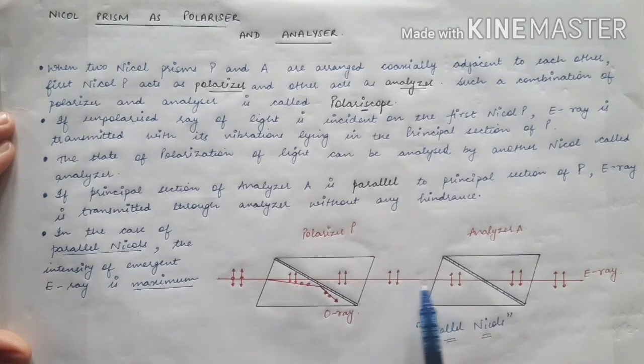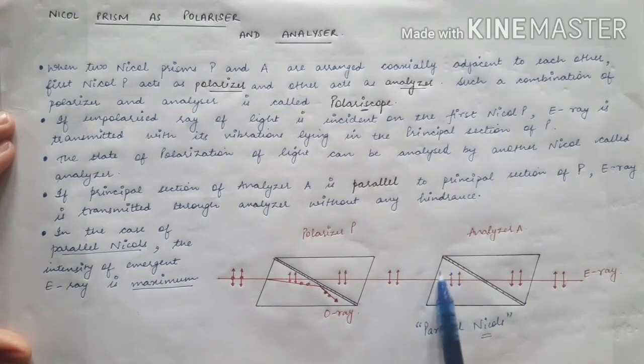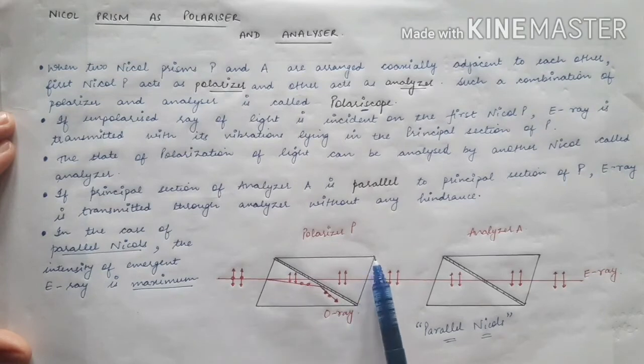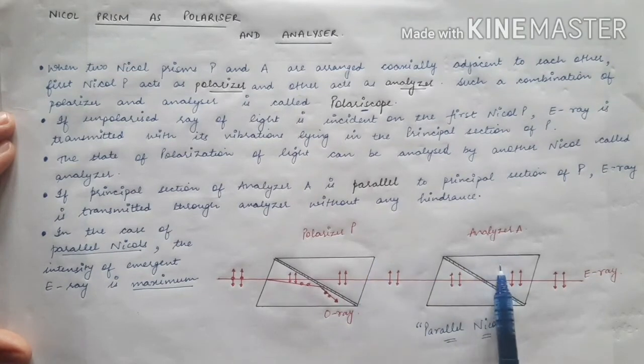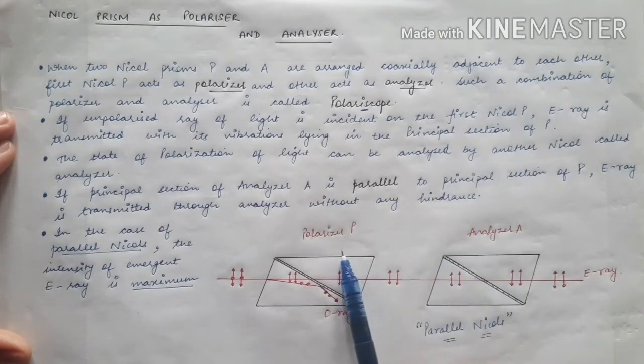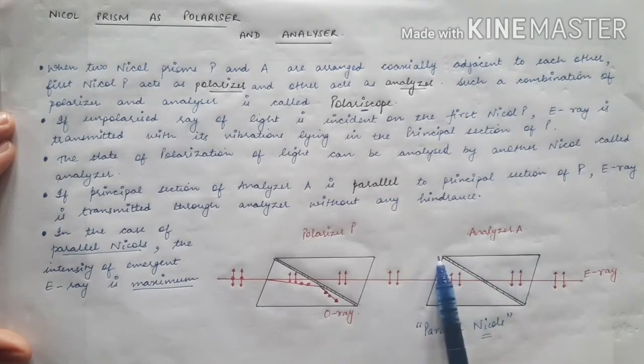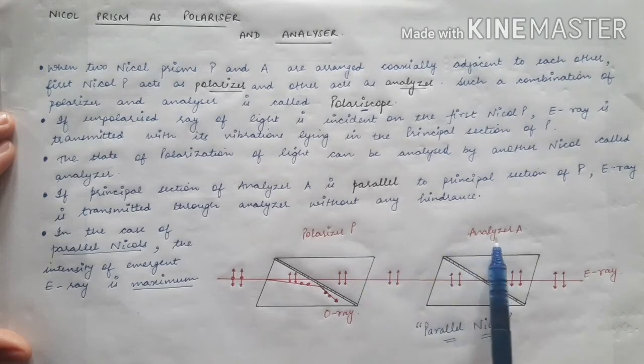So in this case also, the vibrations of the electric field are in the plane of the principal section. These vibrations of the electric field were in the plane of the principal section of the first polarizer, but we have said that the analyzer, this second Nicol prism, is kept in such a way that its principal section is also parallel to the principal section of this polarizer. So if the vibrations of the electric field of this E ray are in the plane of the principal section of the first prism, these vibrations will also be in the plane of the principal section of this second Nicol prism, because they are both kept parallel to each other.